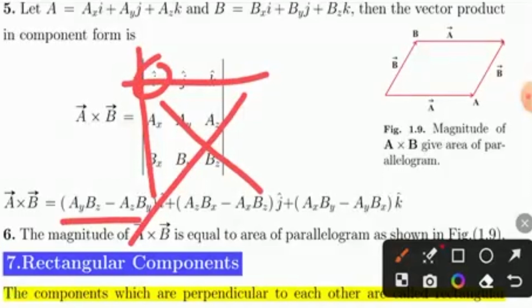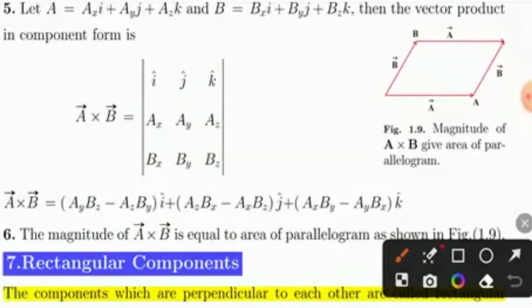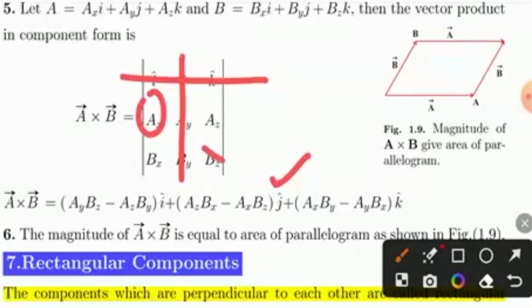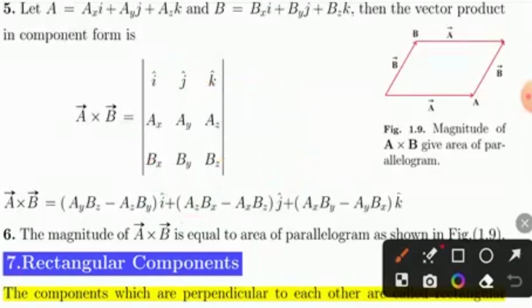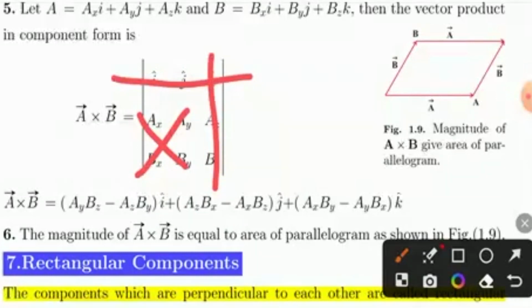And if we want to compute the second vector, that is j, we can choose the second column and the first row, and now multiply AX with BZ and AZ with BX. So this is the second bracket over here. And now if we want to compute the third vector k, you can choose the first row and the third column, and now multiply AX with BY and AY with BX. So we will get the third bracket over here.